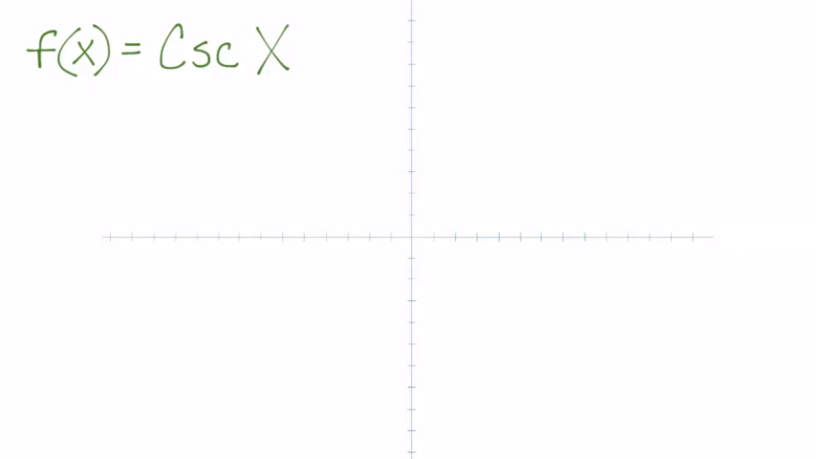But cosecant, so CSC. The reason why I say you need to know what sine and cosine are is because I like to show that the reciprocal of cosecant is sine, and I know that because it's going to help me identify some key parts to cosecant, okay? So I know that the reciprocal of cosecant is sine.